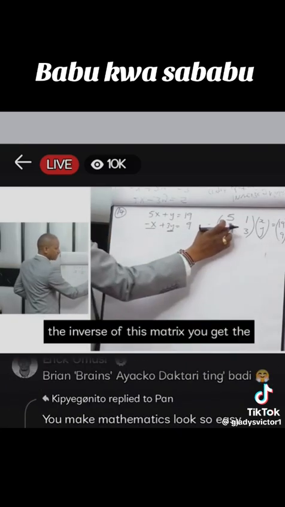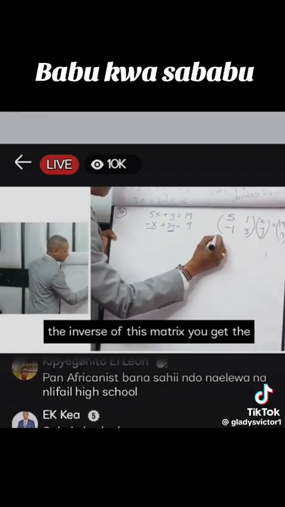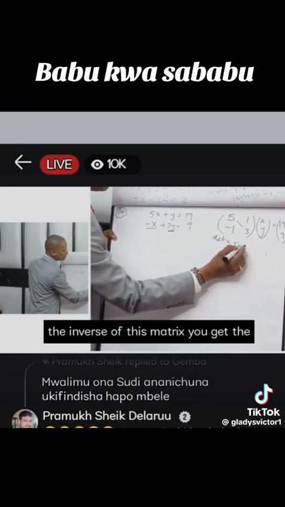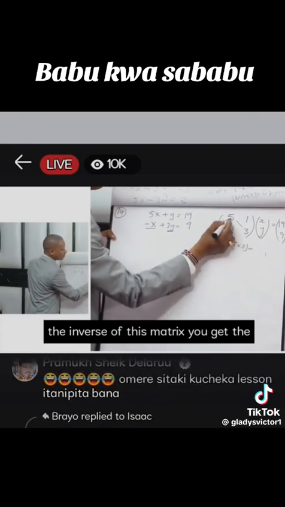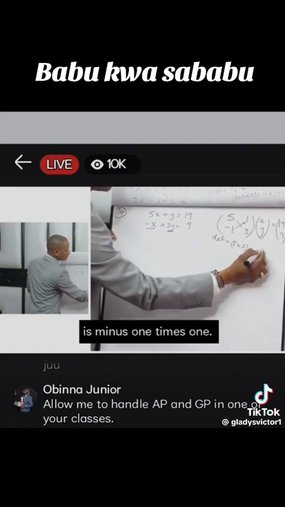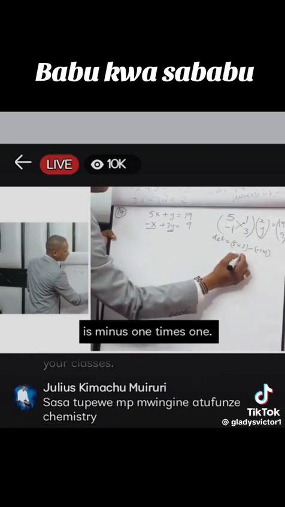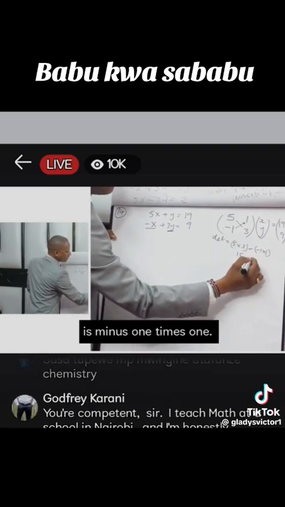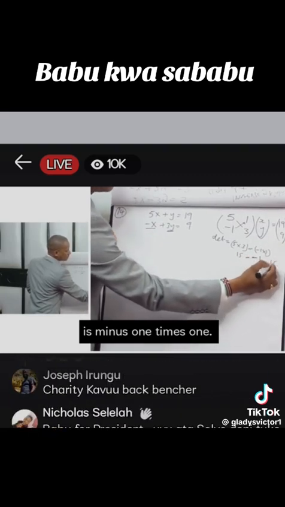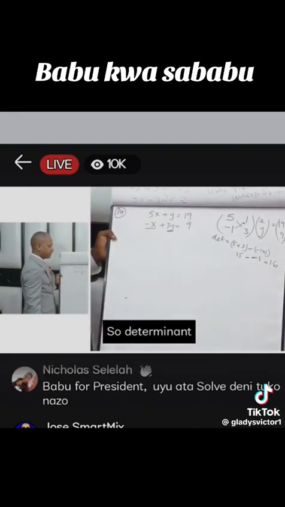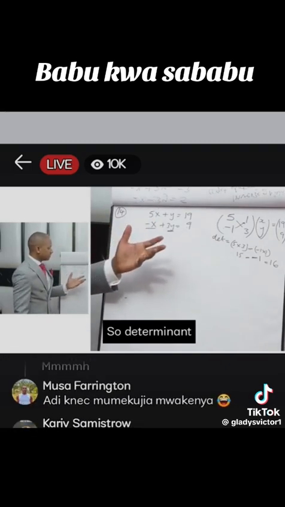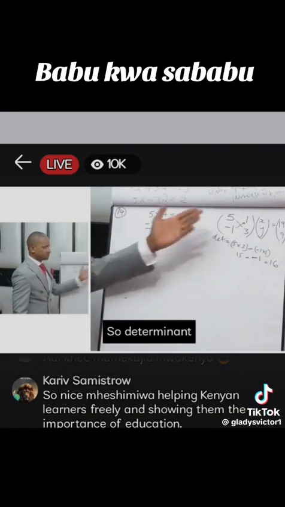So when you get the inverse of this matrix, you get the determinant, which is the product of the leading diagonal, 5 times 3, minus the product of the other diagonal, which is minus 1 times 1. So this is 15 minus minus 1, which is 16. So the determinant is 16. Then what is the inverse of this matrix?